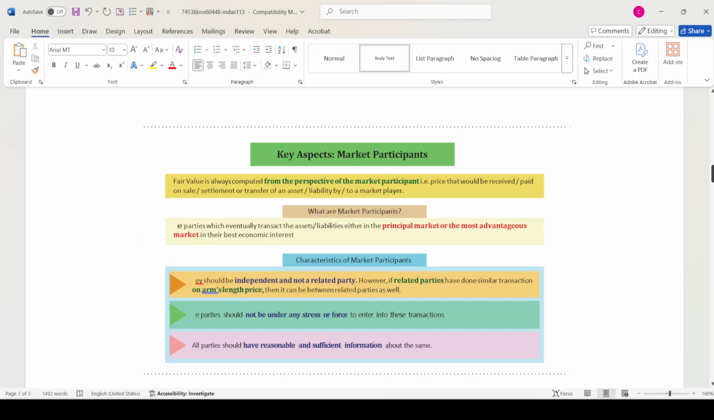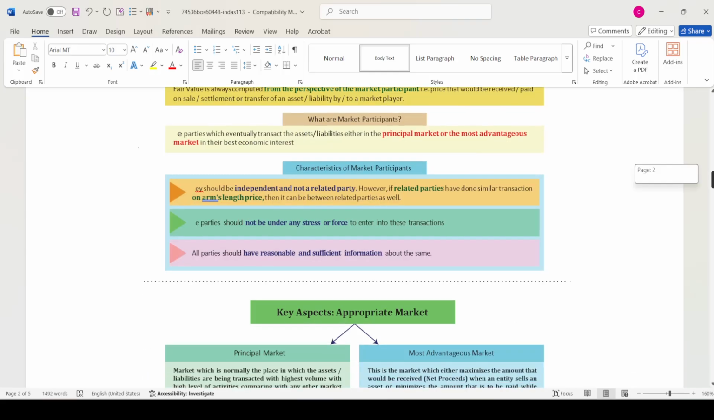So, while determining the value, we should take into account that a market participant is a person who is not a related party. If he is a related party, it should be at arm's length price, and he should be aware of all the information. If he is aware of all the information, what is the price he is willing to pay, and he should not be purchasing under forcible way. You should enter into the transaction in a stress-free manner, right? That is what the Institute defines a market participant as.